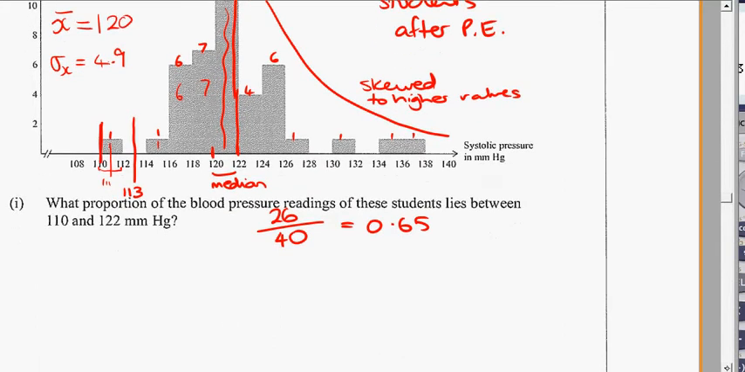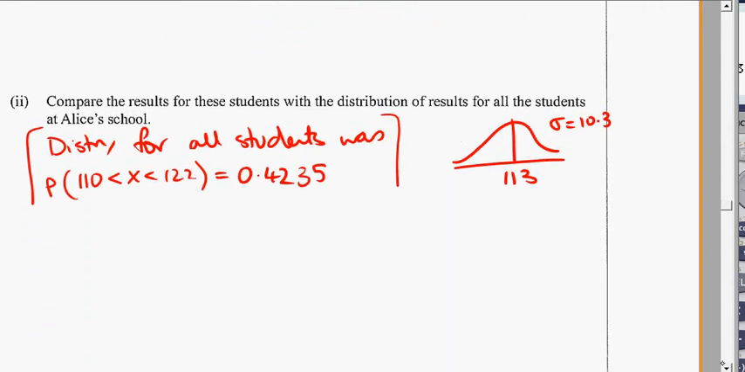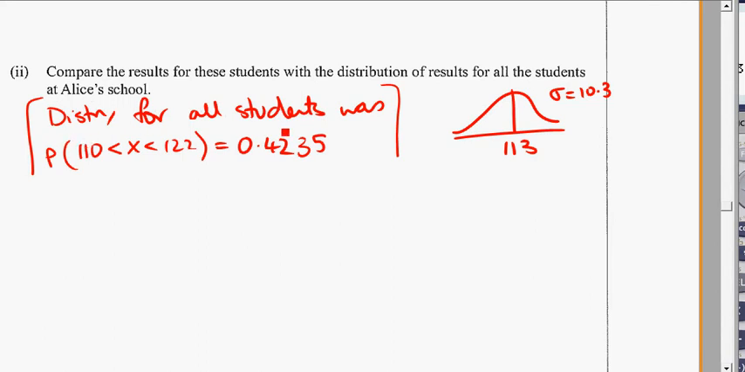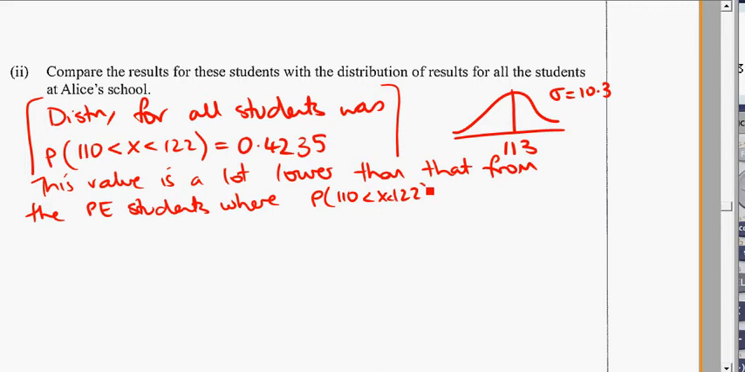So you need to write some sentences. We'll compare shape. Now we've done this calculation already. This value is a lot lower than that from the PE students, where the probability that they were between 110 and 122 was 0.65. I think that's just up above there.